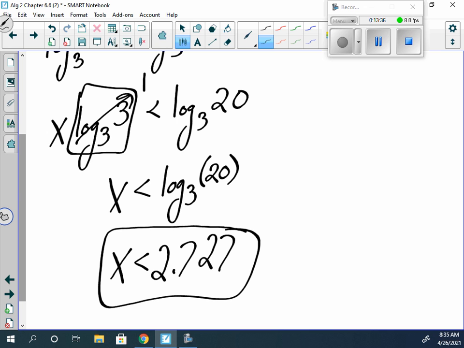Because if we round it to 3 decimal places, we'll get 2.727. And that's it.